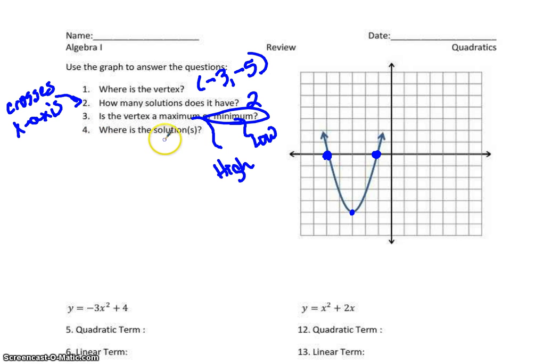Where is the solution, or where are the solutions? Once again, it's where it crosses the x-axis. A solution is written x is equal to a number. We do have 2. The first one is at x equal -1, and the other one is at x equal -5.